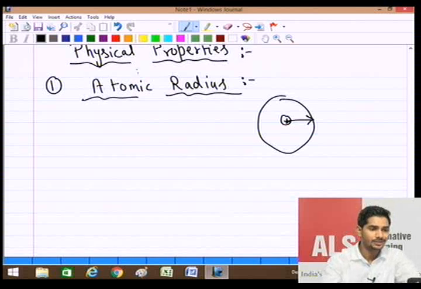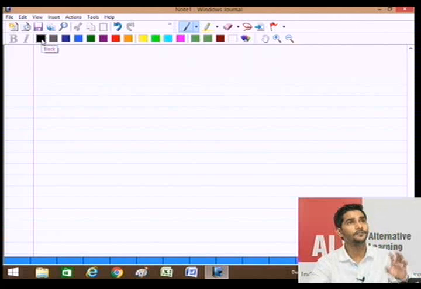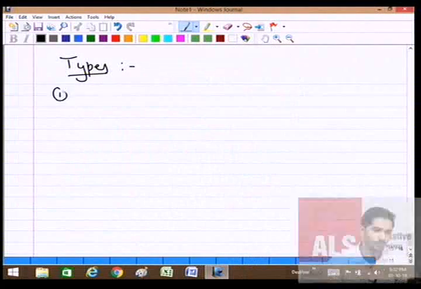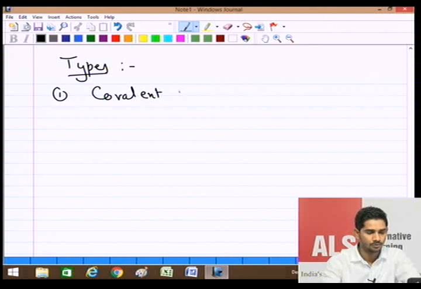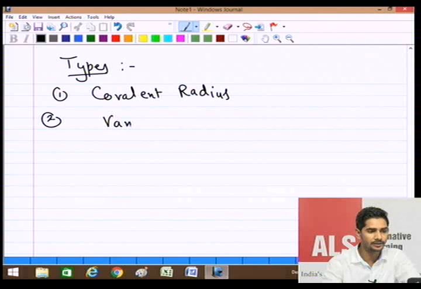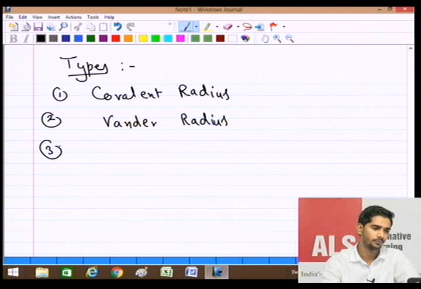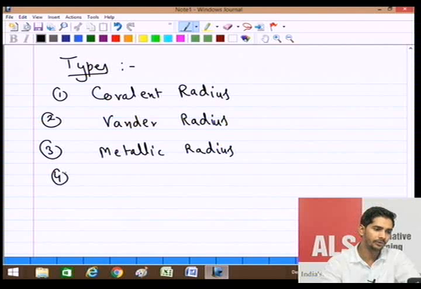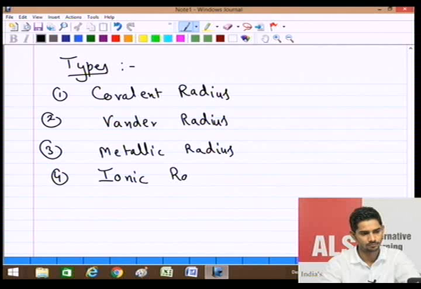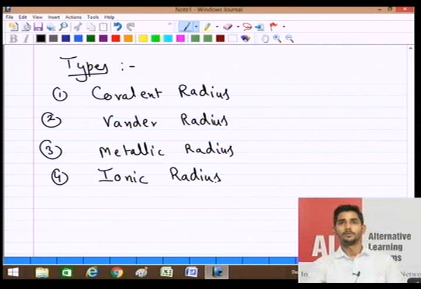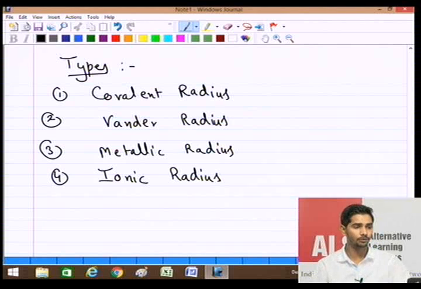So different scientists have determined experimentally the radius of different elements. And if we talk about the atomic radius, we have the following types. First is covalent radius. Second, van der Waals radius. Then metallic radius and the ionic radius. Because of that one problem, we have identified these kinds of radii.